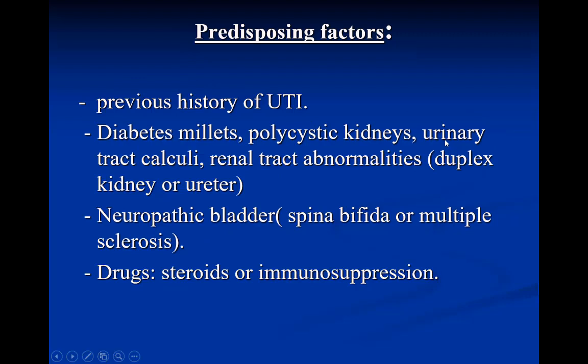Predisposing factors: previous history of UTI is important. Diabetes mellitus, polycystic kidney, urinary tract calculi, renal tract abnormality like duplex kidney or ureter, neuropathic bladder, spina bifida, multiple sclerosis, and drugs such as steroids or immunosuppressant drugs.